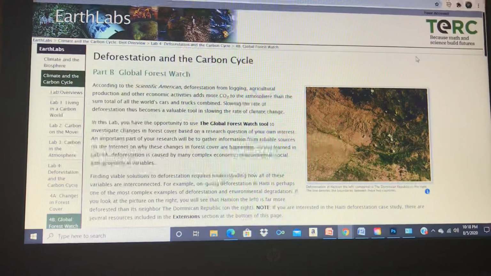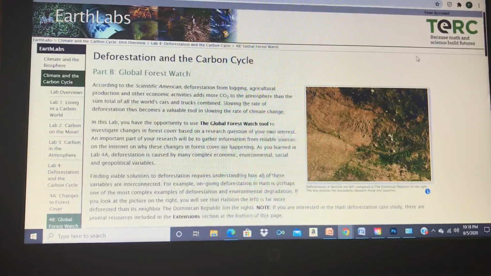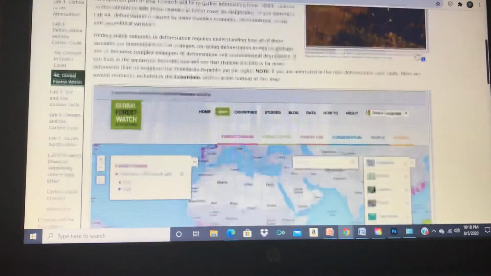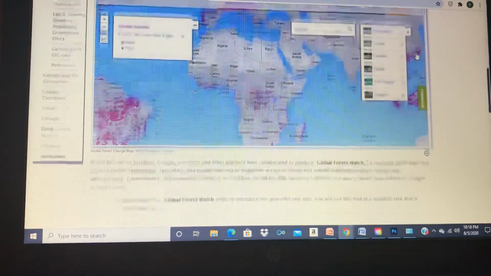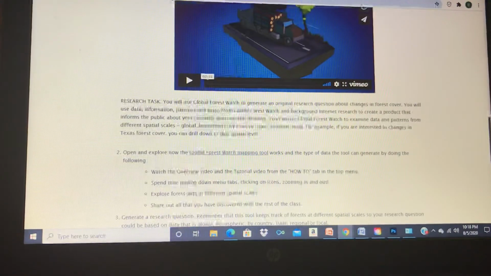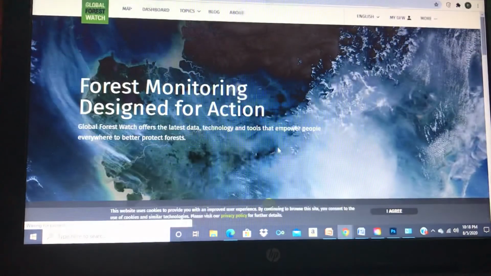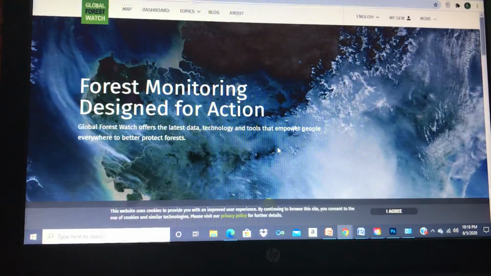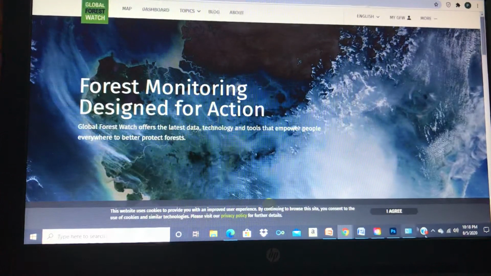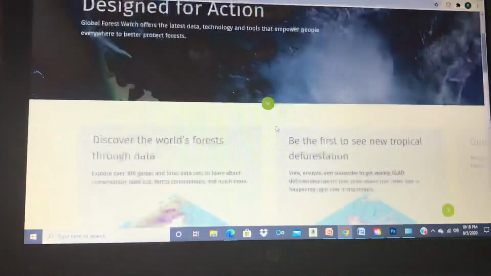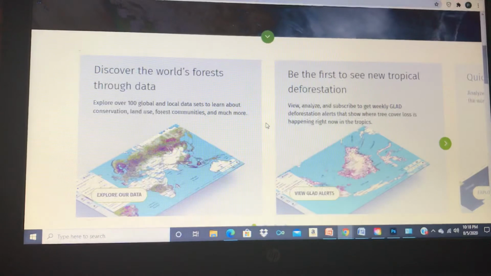So I want you to use the Global Forest Watch tool. Investigate changes in the forest cover. We're going to play around with this. And so we're just going to keep going down. And so number 2, it says open and explore how the Global Forest Watch mapping tool works. So let's go there. So this is our lab here. And let's go down.